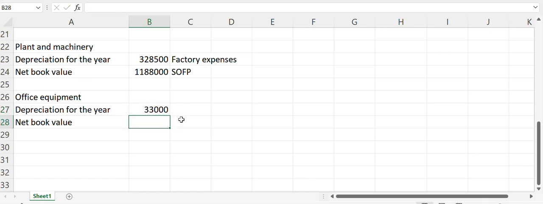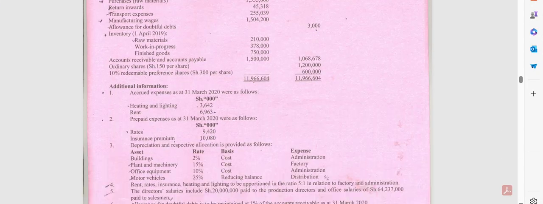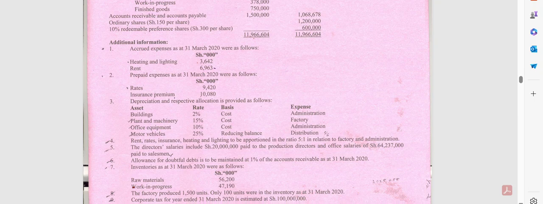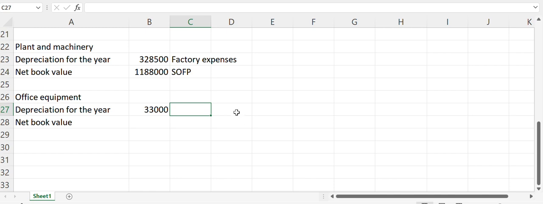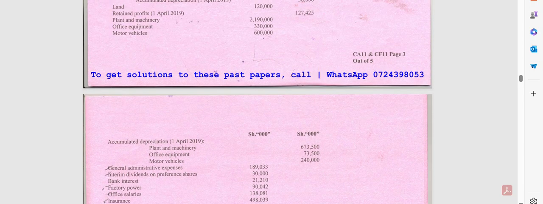330,000. So that will be recorded under what expense? They said under what expense in the admin it is. So this one is admin expenses. Okay, admin expenses. So to get the net book value, we are going to say the 330,000. We subtract accumulated depreciation. So we have to go back and check the accumulated depreciation for office and equipment, which is 73,500.